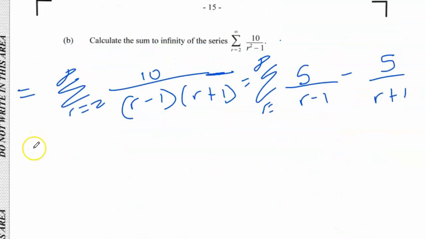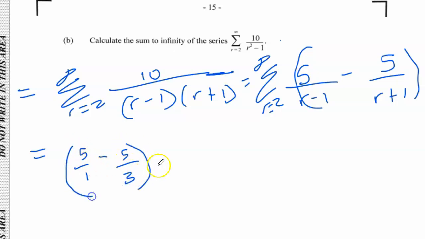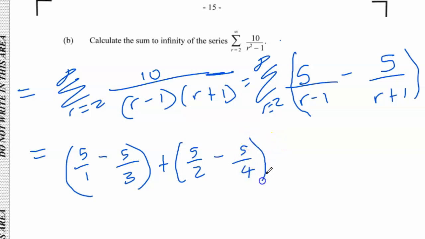So now we can write out some of the terms, alright? And of course, we're starting from r equals 2. So when r is 2, using this, it's 5 over 2 minus 1, so 5 over 1, minus 5 over 2 plus 1, so 5 over 3. Let's write out a few of them. When r is 3, it's 5 over 3 minus 1, so that's 5 over 2, minus 5 over 3 plus 1, that's 5 over 4.